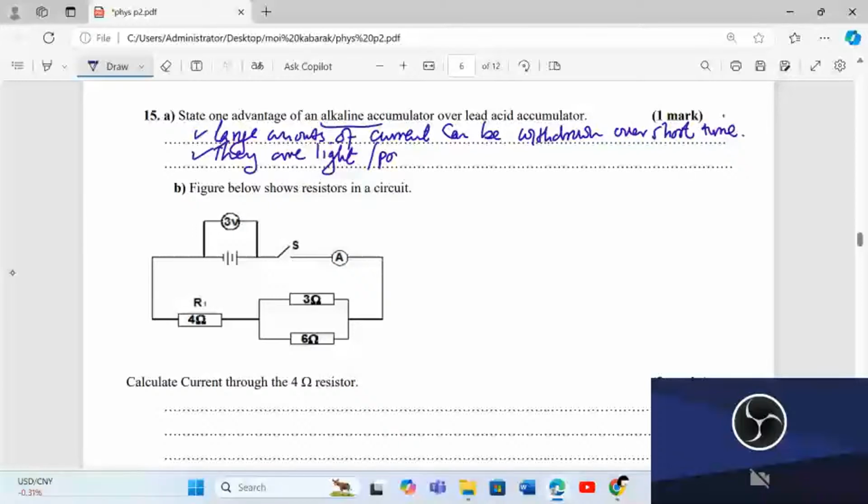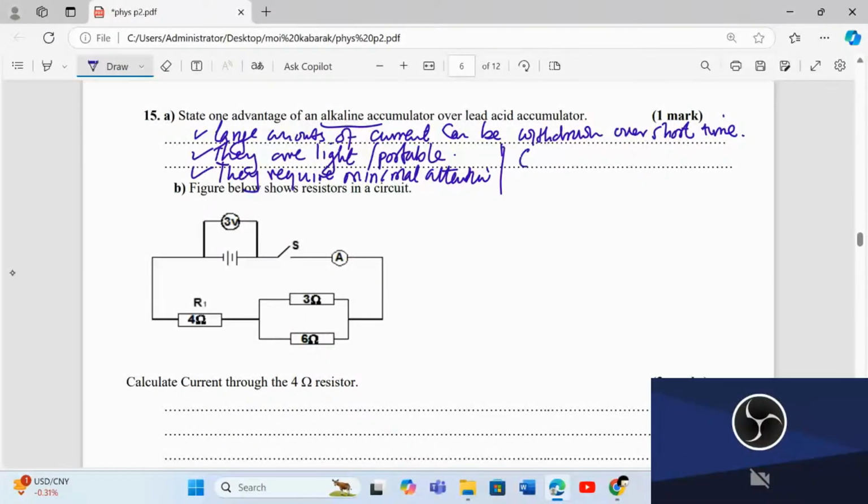Next, with ease, keep on checking the level of the acids, the density of the acids. This one, there is nothing to do. Then you can also say that it can stay for a long time in uncharged condition.